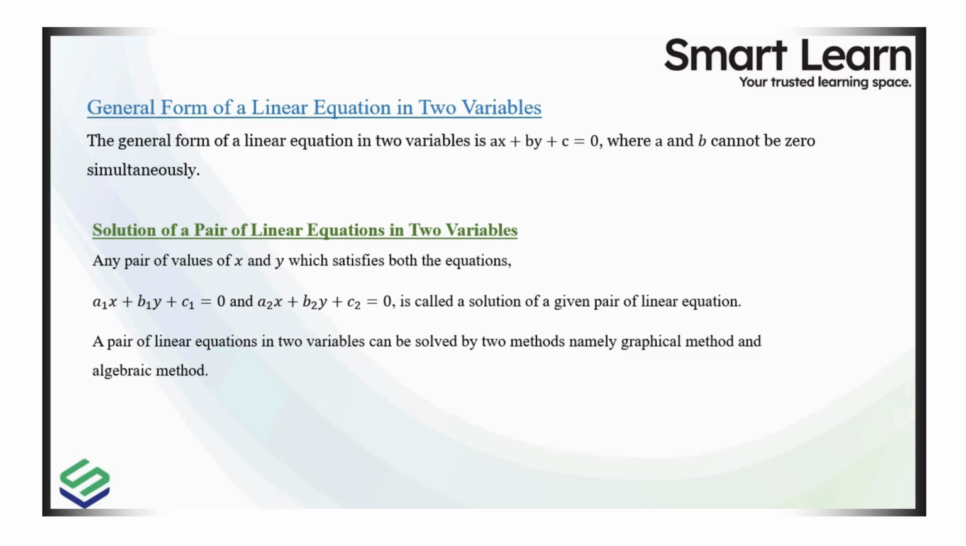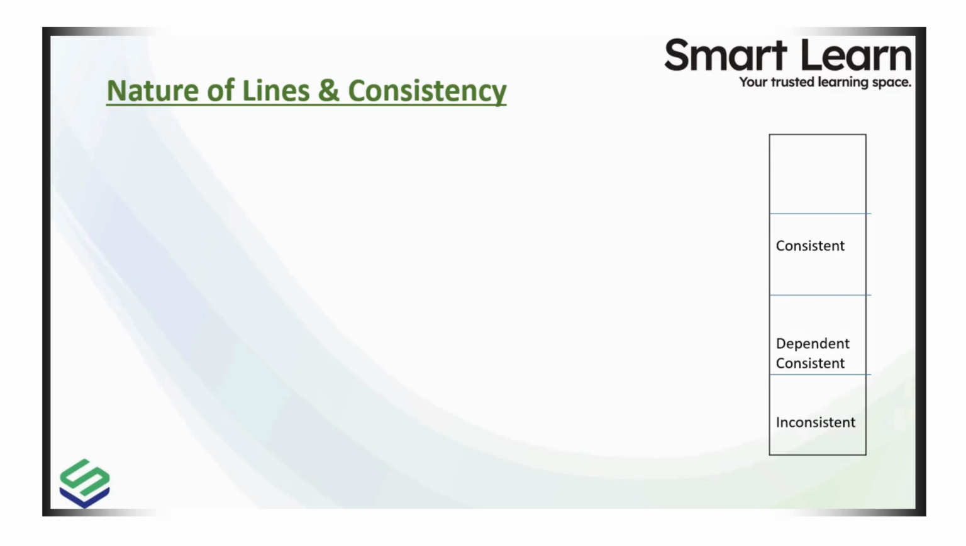So what is the general form of a linear equation? ax plus by plus c equal to 0, where a and b cannot be 0 simultaneously. That you already studied in grade 9. Here in this chapter we are dealing with a pair of linear equations. The first equation is a1x plus b1y plus c1 equal to 0. The second equation is a2x plus b2y plus c2 equal to 0. By solving this we will get the solution, and we have two methods, the graphical method and the algebraic method.